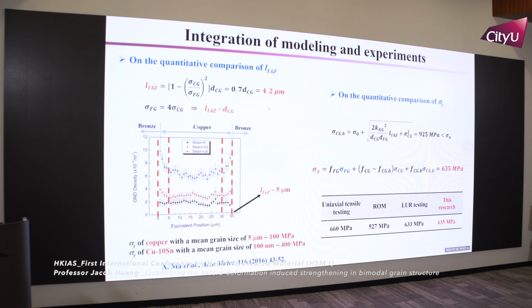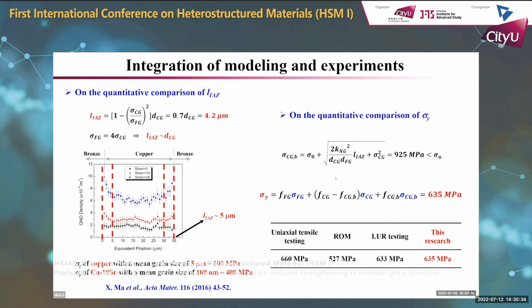So finally, the yield strength is predicted by our analytical model counting everything together. So the final result is 635 MPa. That's predicted by this research. And you can compare to other results, which is the experimental value 660 and also close to the 633 MPa by the LUR testing. So that means our model actually gives a very reasonable, logical value consistent with many different approaches. So that gives us great confidence that the model is pretty meaningful.